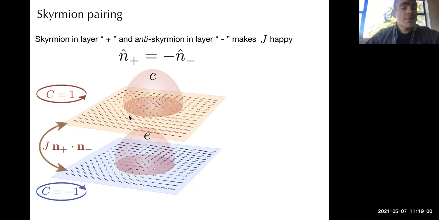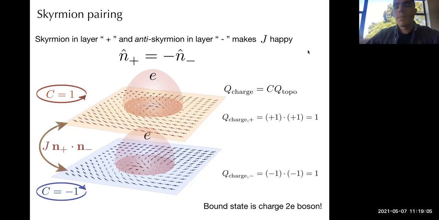Now you might think that this means the net object has zero charge, because this is a skyrmion and an anti-skyrmion. Here's where the flip in the magnetic field was crucial. Because the charge is the Chern number times the charge of the skyrmion, on the top layer I have positive Chern number and positive topological charge, so that's charge 1. In the bottom layer, I have negative Chern number and negative topological charge, so the bottom layer also carries charge 1. So if you make these two skyrmions on top of each other, it's actually a charge 2 boson rather than a neutral object.